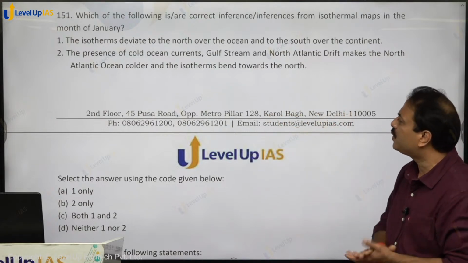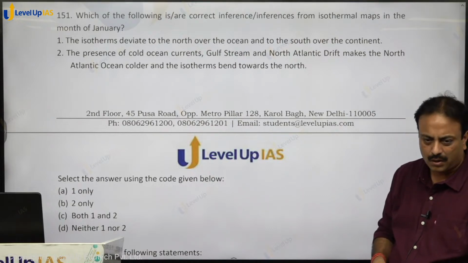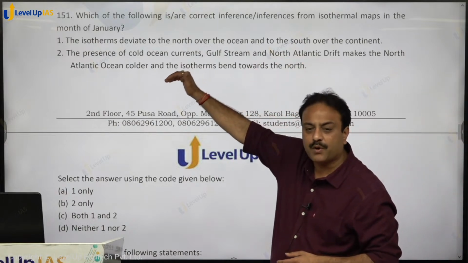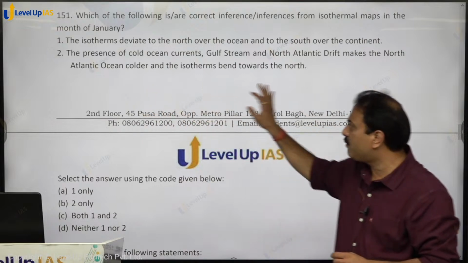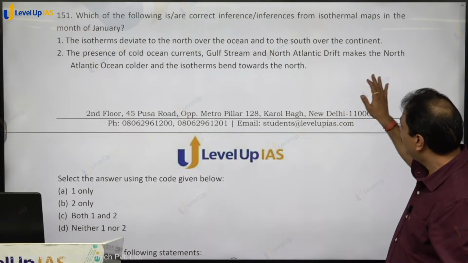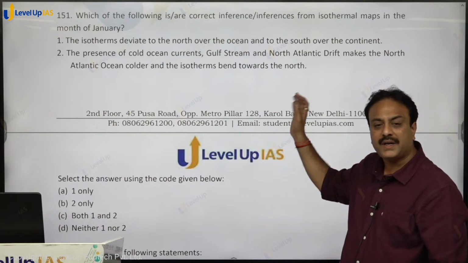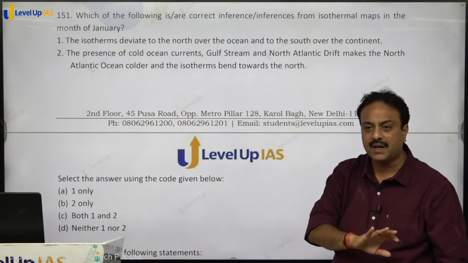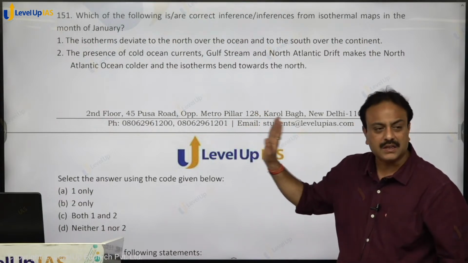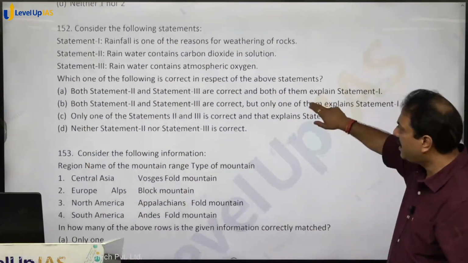The presence of cold ocean currents, but the Gulf Stream is a warm ocean current, so the statement becomes wrong. But if it would have been written as a warm ocean current, then the presence of a warm ocean current, Gulf Stream, warm current, North Atlantic Drift, warm current, makes the North Atlantic Ocean warmer and the isotherms bend towards north. That would have been a correct statement. Are you getting that? But here statement 2 is wrong, 1 is correct. So 1 only, option A for apple, shall be the right answer.